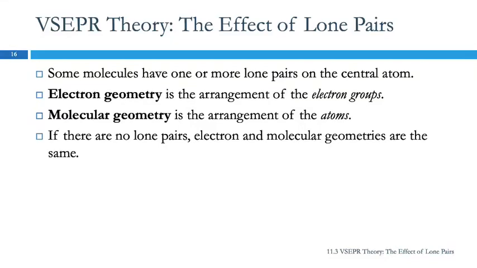So someone asked, what about the lone pairs? Lots of molecules have lone pairs on the central atom. When we have lone pairs, then we end up with two different types of geometry. We have the electron geometry, which is how the electron groups are arranged. And then we have the molecular geometry, which is the shape of the atoms, the arrangement of the atoms. If we have no lone pairs, those two geometries are the same.